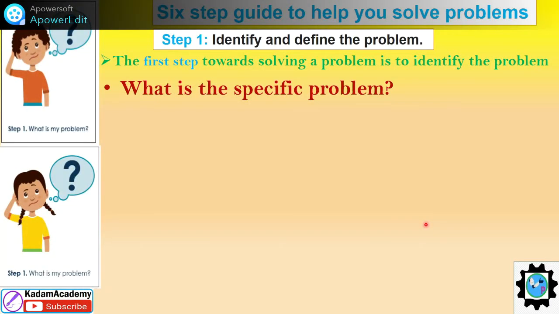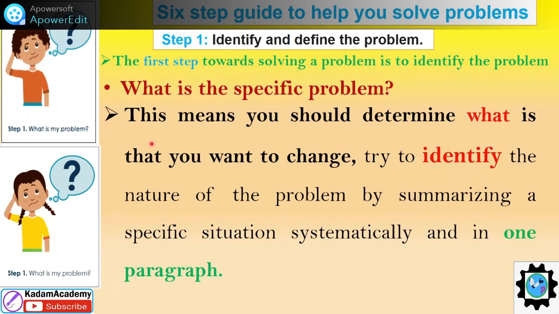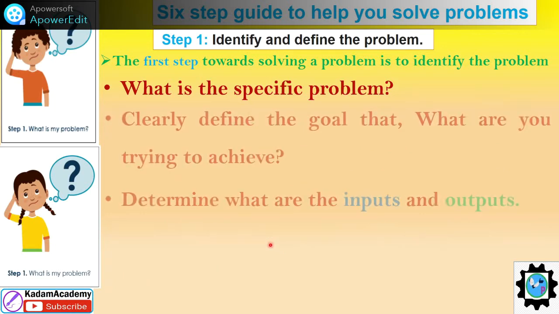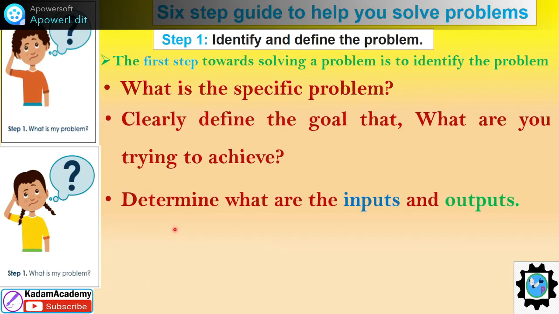Friends, the first step towards solving a problem is to identify the problem. If you identify the specific problem very correctly, this means you should determine what you want to change, or try to identify the nature of the problem by summarizing a specific situation systematically, and write it down in one paragraph so that it will be clearly defined. Okay, so identify and define will be over, and then clearly define the goal, what you are going to try to achieve.